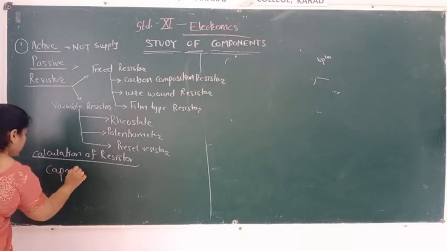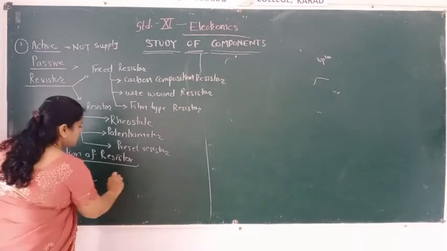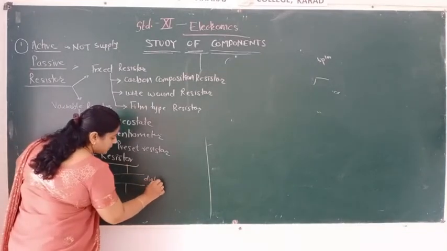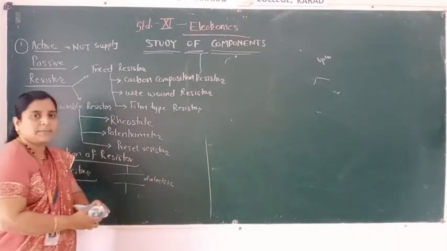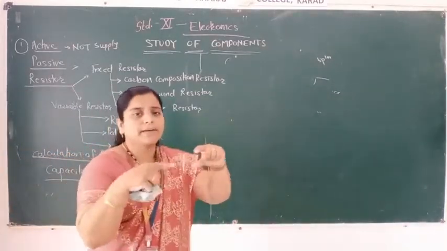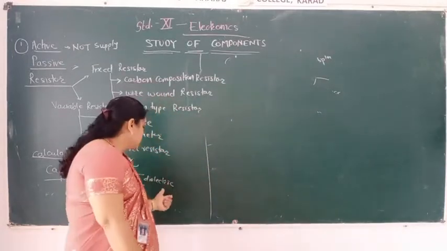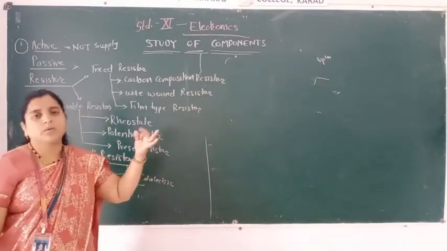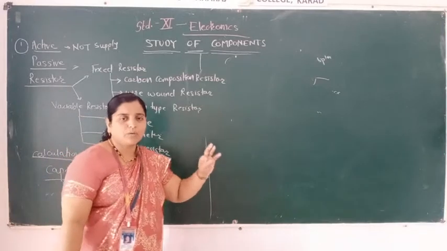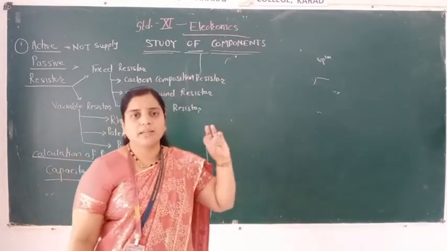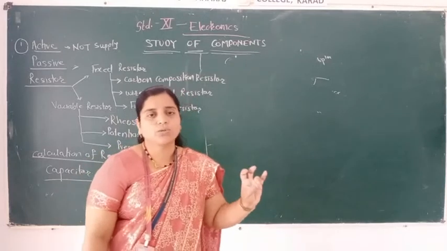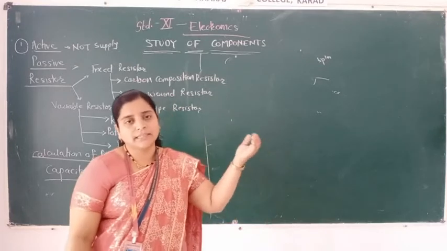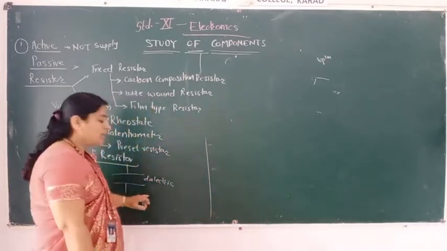What is a capacitor? It is nothing but two parallel plates, with two terminals, separated by a dielectric material. Dielectric material means an insulating material. What is a conductor, what is an insulator, what is a semiconductor? I have told you. A conductor allows current to pass through it. An insulator does not allow current to pass through it. A semiconductor sometimes acts as a conductor and sometimes as an insulator.